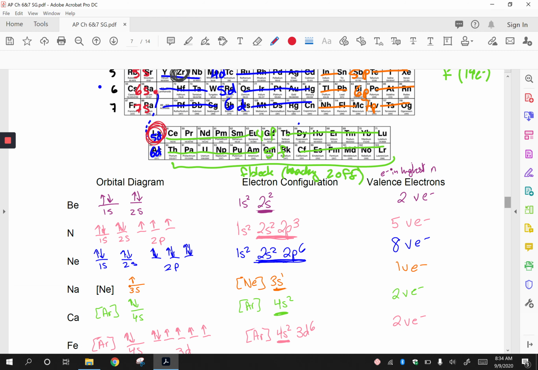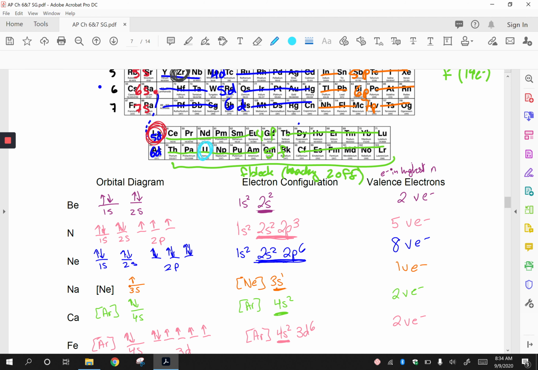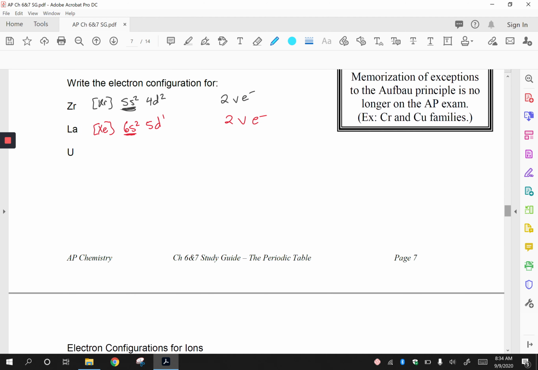And the last one we'll do here is uranium. Let's see, what color did we use? Let's do this one. Right there. And so uranium belongs here, and the noble gas that comes before it is radon. Then we're going to have 7s2, then 6d1, and then 5f3. So let's write that down. So we have radon in brackets, then 7s2, 6d1, and then 5f3. Highest energy level is the 7th energy level, and so 2 valence electrons.